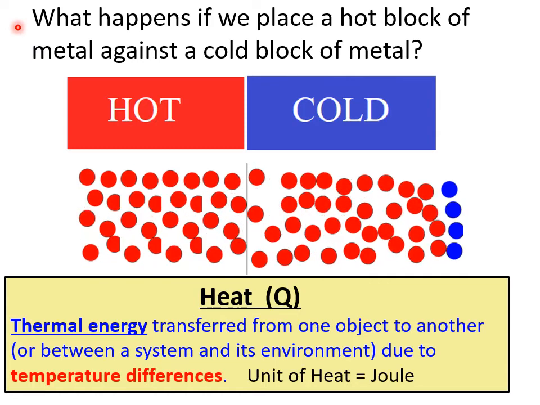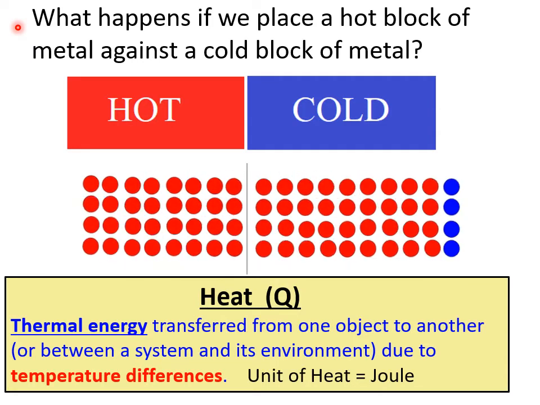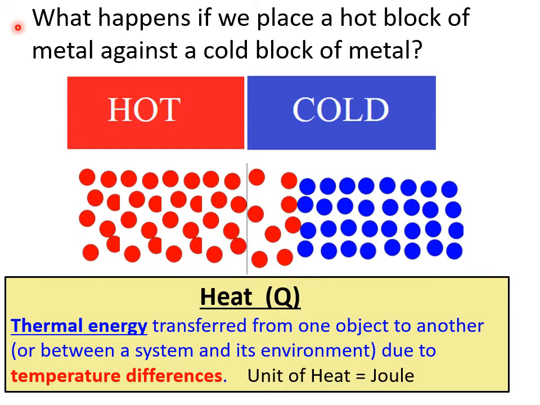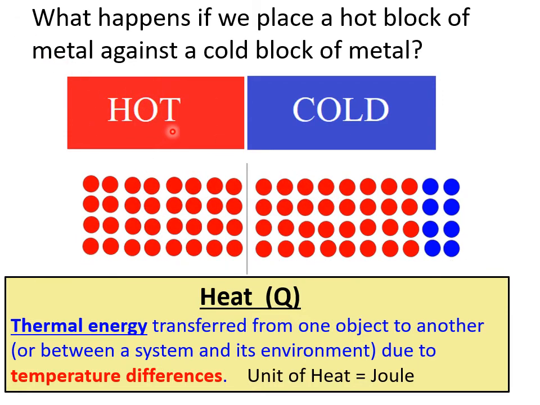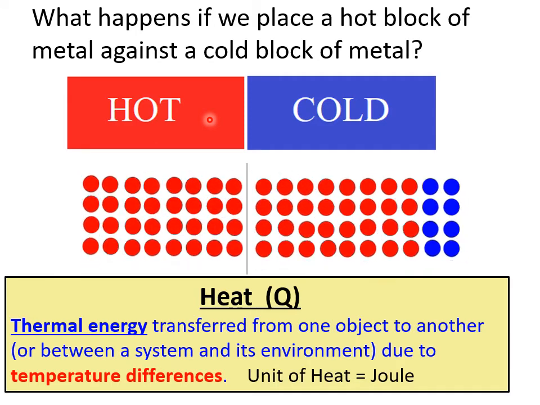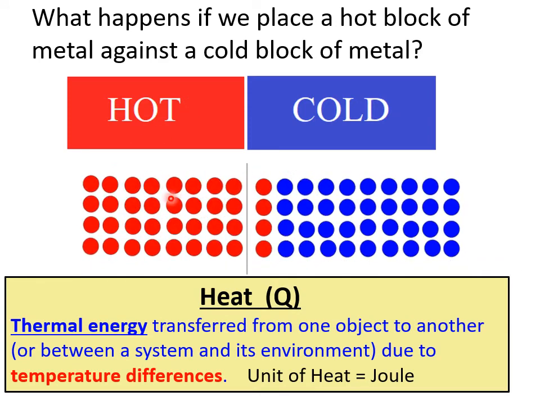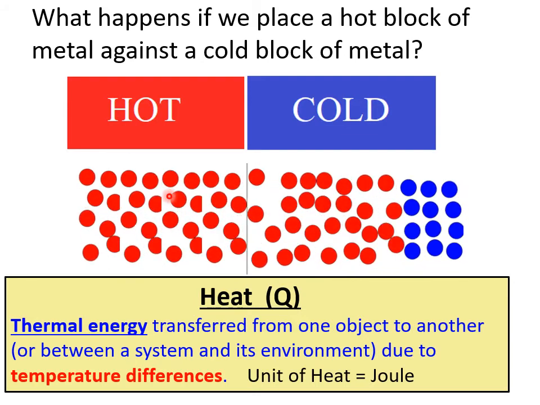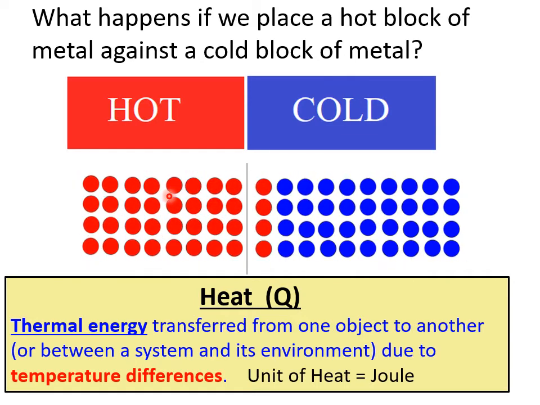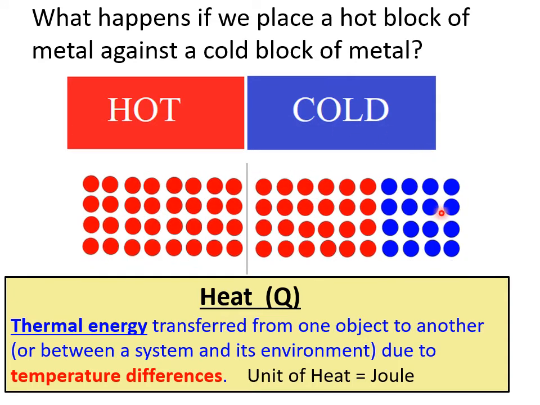Let's start off this lecture with a little thought experiment. What happens if we were to place a hot block of metal against a cold block of metal? So here we have our hot block of metal on the left side, and remember what we mean by something that has a high temperature is that it has a lot of thermal energy, meaning the atoms inside of it are wiggling and vibrating vigorously, with a lot of speed and a lot of amplitude. On the other hand, in a cold piece of metal, the atoms are not moving as much.